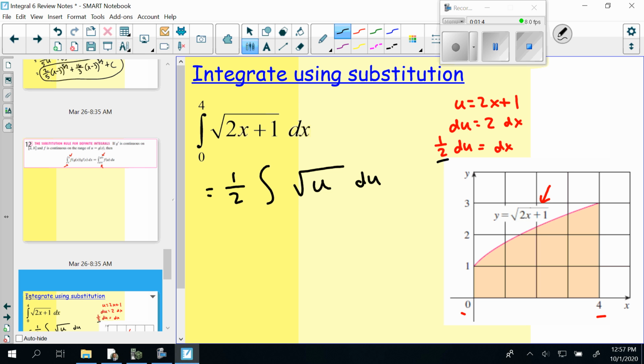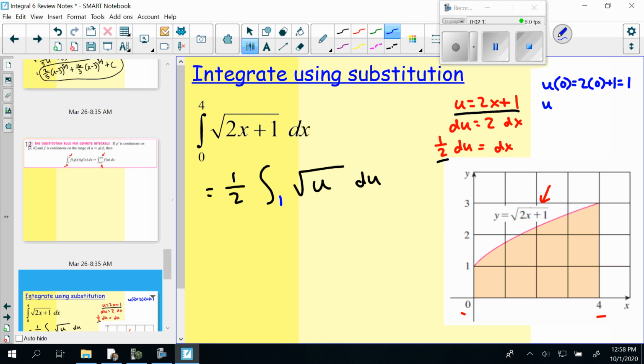But now we've got those limits. So what we're going to do is also change the limits, and by doing this, we won't have to substitute back in later. So if we change our limits of integration here, we're going to do that with the u substitution that we used. What we're going to figure out is if we substituted 0 in place of x, what would u turn into? We'd end up with 2 times 0 plus 1, which would equal 1. So now our new limit over here, 0, changes to 1.